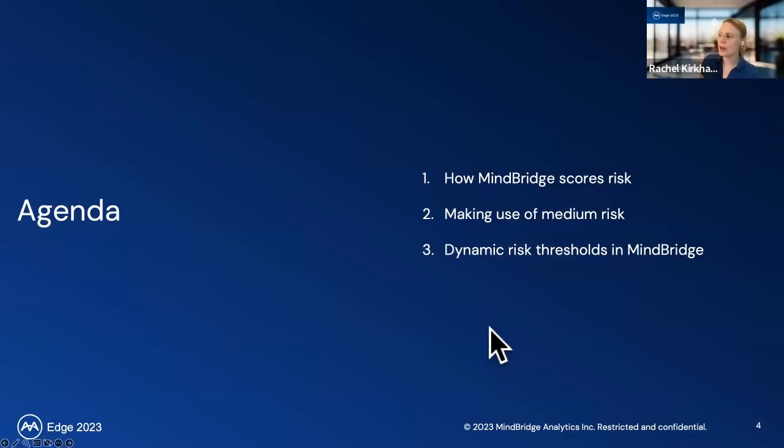So just to go through the agenda quickly, we've got three key sections. First, how does MindBridge score risk? How do our control points work, how do we aggregate those together, and how do we produce risk scores? We've then got a section looking at how people use medium risk today and how you can control what's in the medium risk bucket. And then our third section is on different approaches to assigning these thresholds. What's a different way we could look at high, medium, and low?